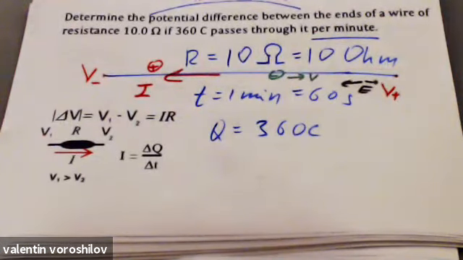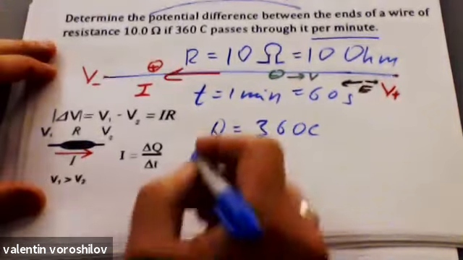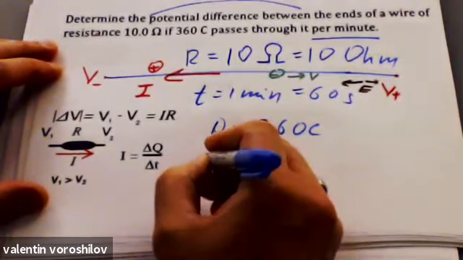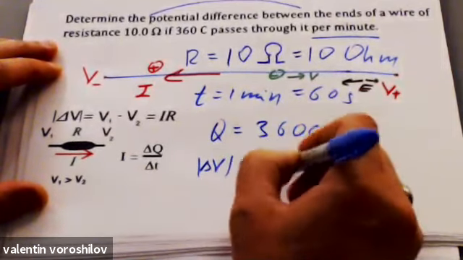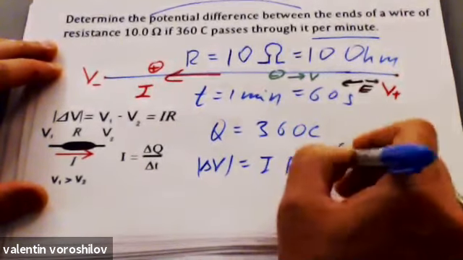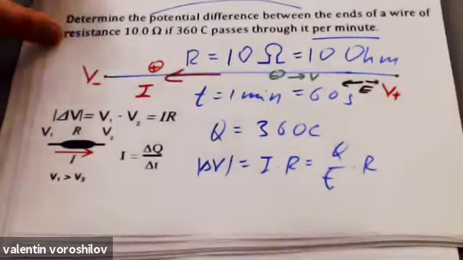All right, review. Well, now we just have to combine these equations and calculate delta V. So delta V equals current times resistance, but current equals charge over time. And again, it's a very simple calculation. I'm not going to do it.